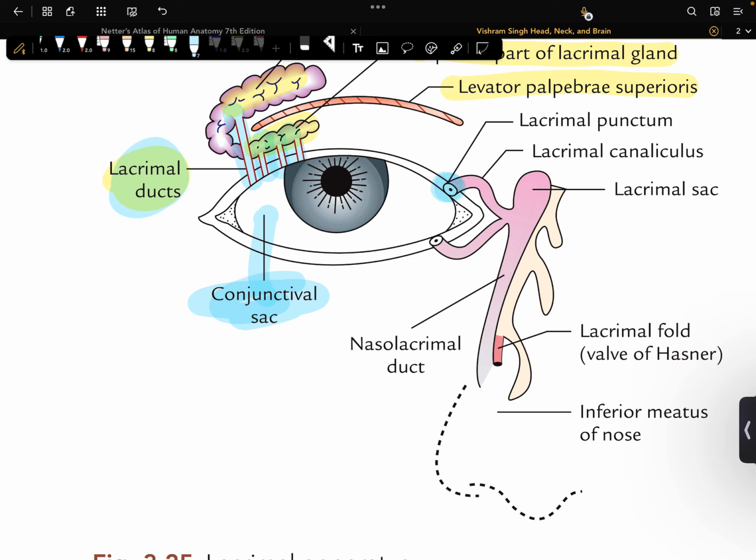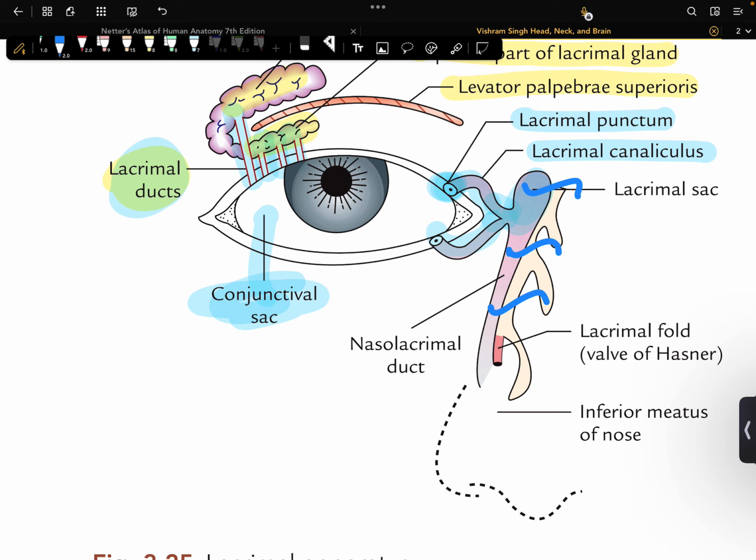Here we can see the lacrimal punctum, a tiny hole. The lacrimal canaliculus is the duct which drains into the lacrimal sac. The lacrimal sac is divided into three parts: fundus, body, and neck. This is the fundus, this is the body, and this is the neck.